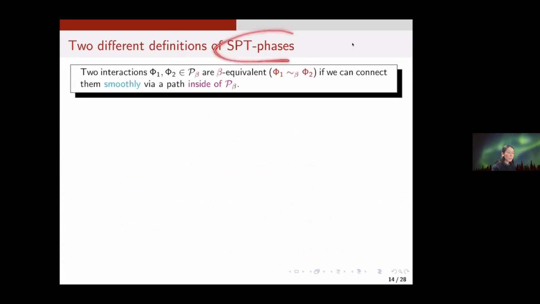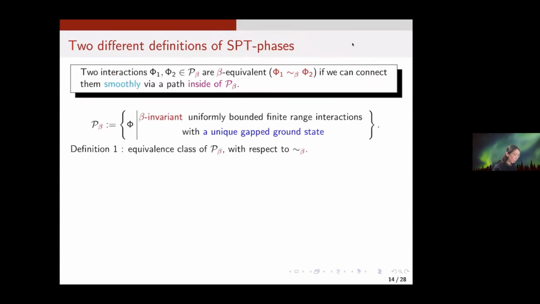Now, SPT phases are about this sort of classification. However, when one says SPT phases, it may depend on who he or she is and what he or she means. Namely, there can be two different definitions of SPT phases. The first one is the one we already saw. The object we would like to classify is the beta invariant, uniformly bounded finite range interactions with a unique gapped ground state, and we would like to classify them with respect to this criterion.